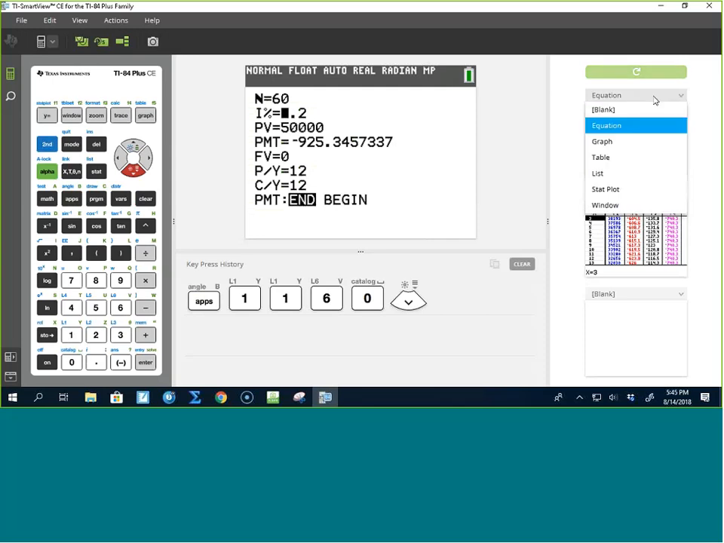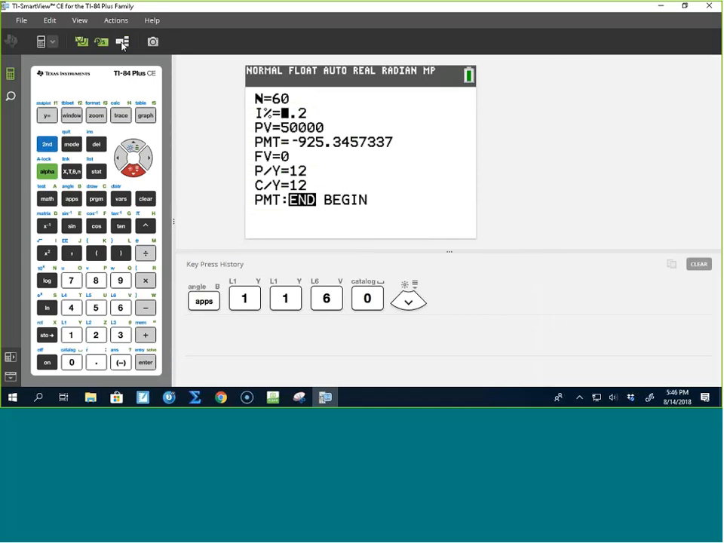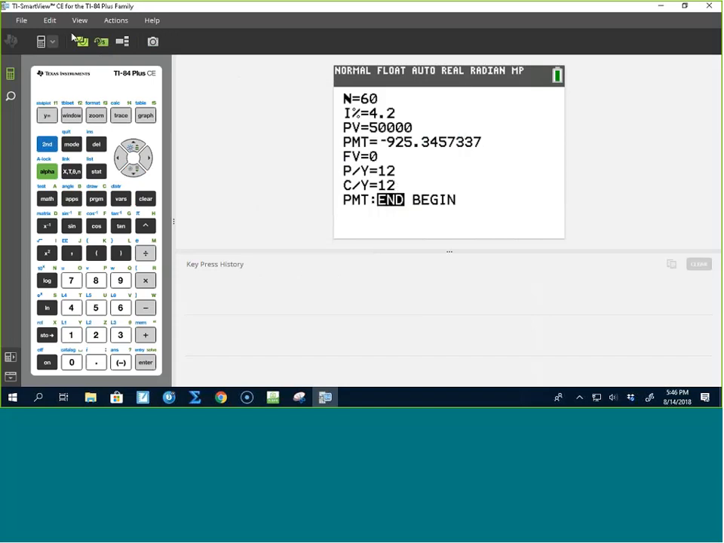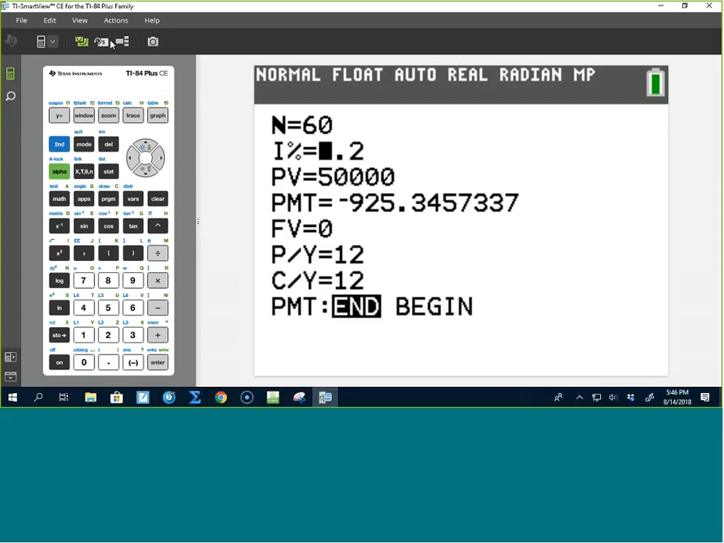I will tell you that you can change these to whatever you want them to be, and they don't have to be up. So we can make those go away. I'm going to clear that. Sometimes I think that key press history gets a little bogged down. So when doing something new, you can turn it on and off, and that's what's really nice with this Smart View software. It's really necessary when you're using the calculators with your students and just demonstrating what you're doing. And they really do appreciate it.